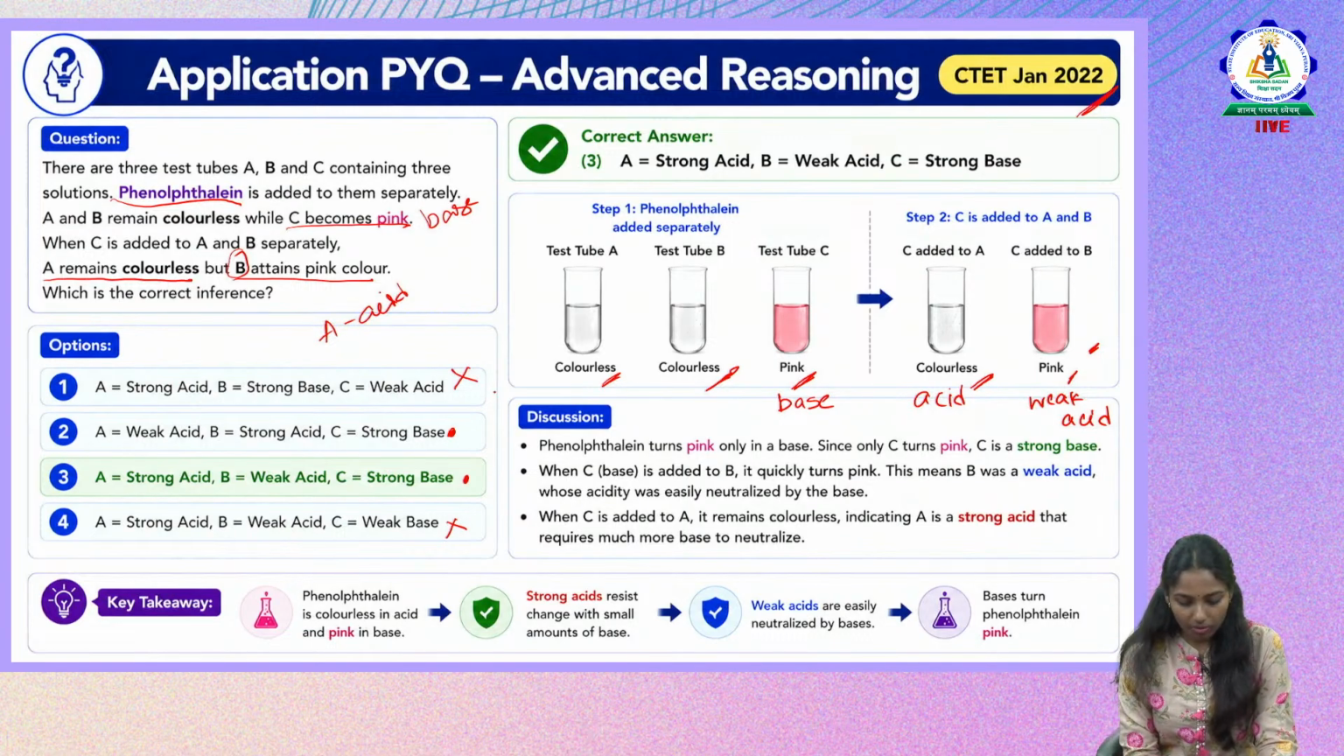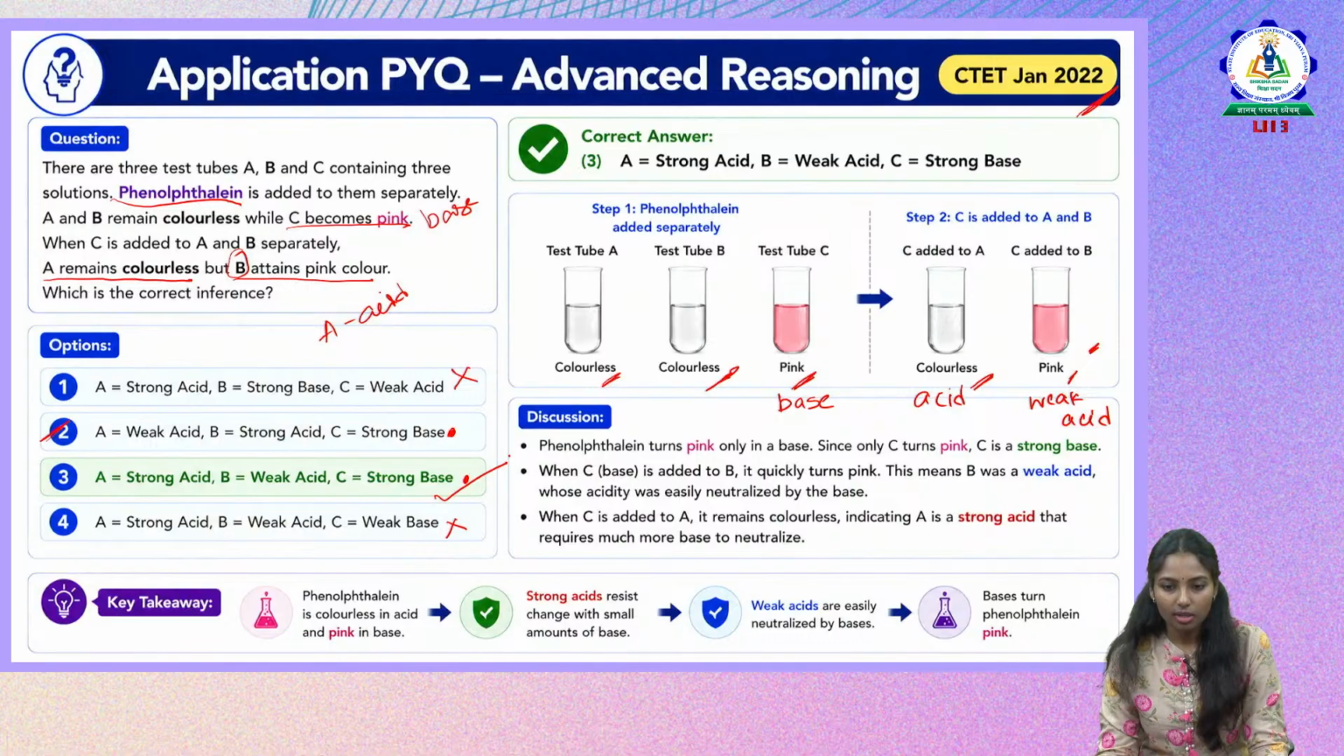Yes, in one of them we have a weak acid. So the answer here is 3, strong acid. Based on this, we can answer all these questions. If you see, the question was not asked directly, it was asked in a twisted manner where we have to find out what A, B and C are.